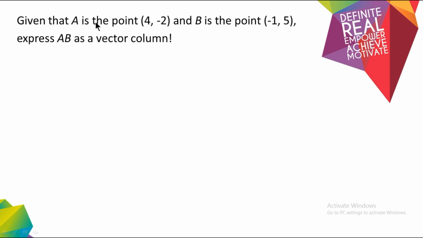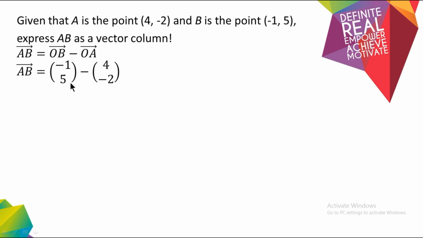Given that A is the point (4, -2), and B is the point (-1, 5), express AB as a column vector. So AB equals OB minus OA. Vector AB can be defined as the position vector of OB minus the position vector of OA. So AB equals (-1, 5) minus (4, -2). So AB equals (-5, 7).